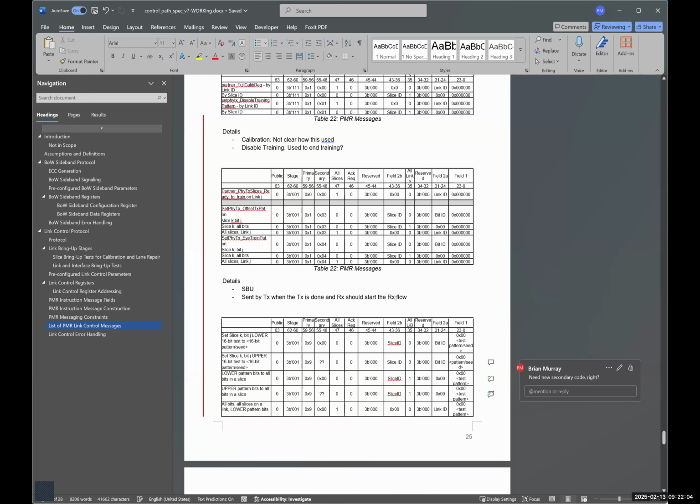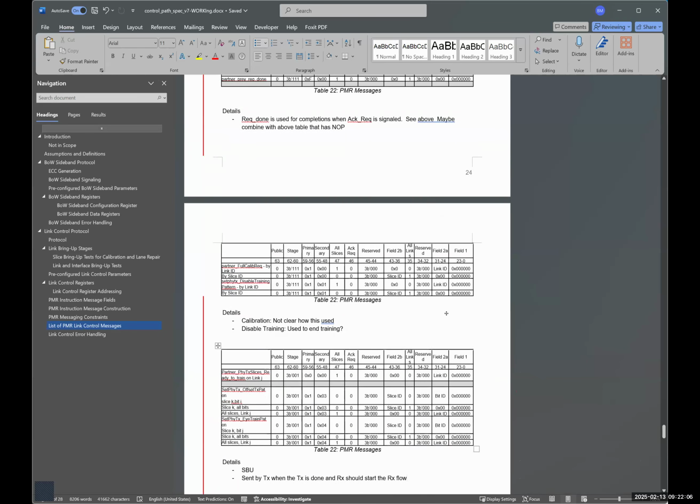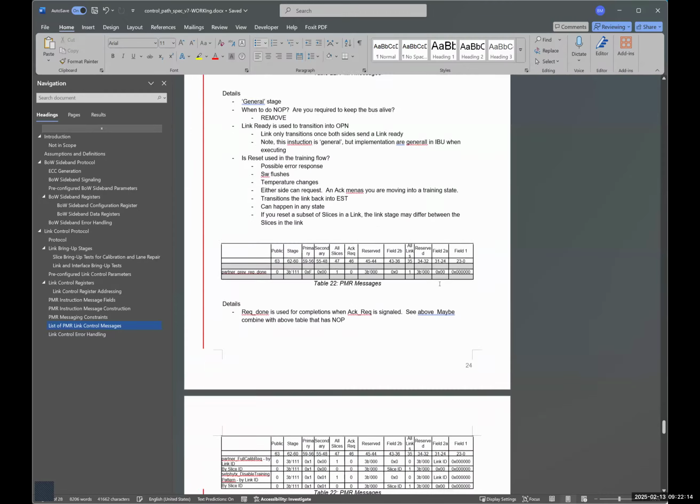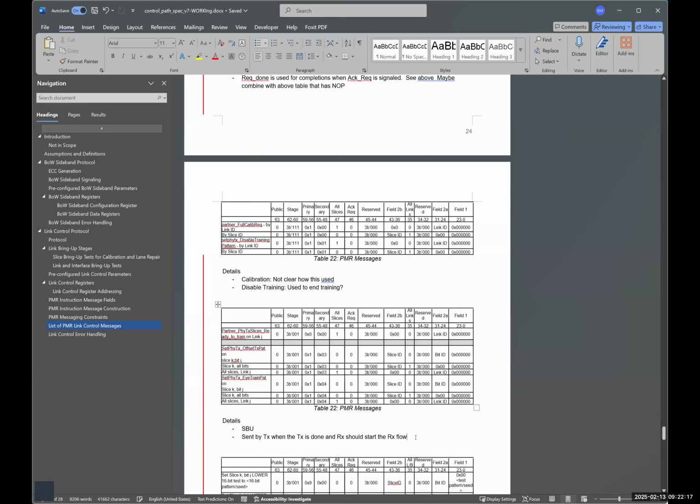But, wait a minute. Just from a coherency point of view, how do you move from starting an EST to SBU? What command does that? Is there a command that does that, or is that implicit? I don't think there is a fixed command for that, right? I think once you send the partner TX slice ready, you automatically move.